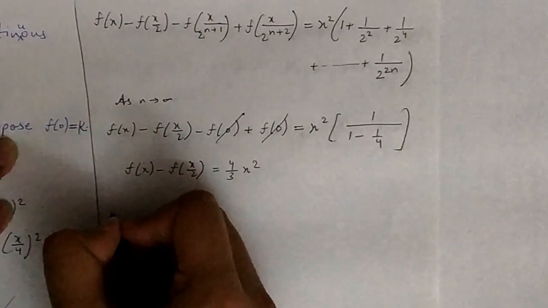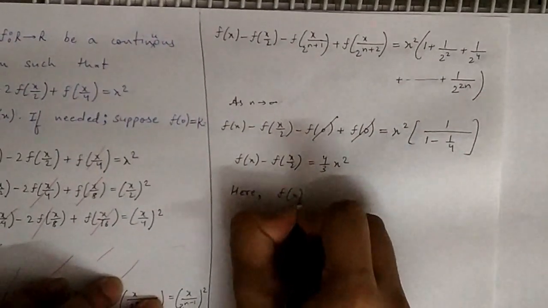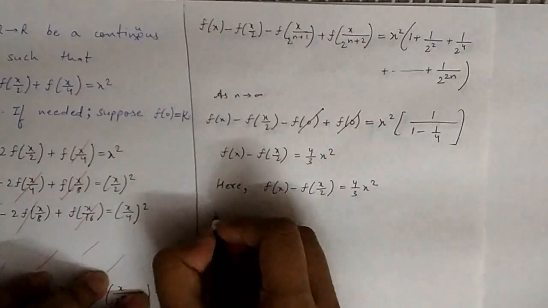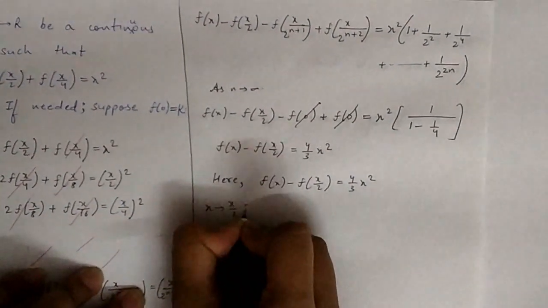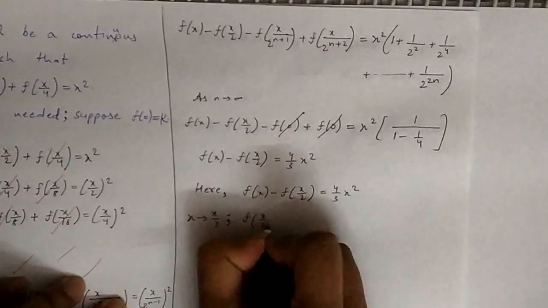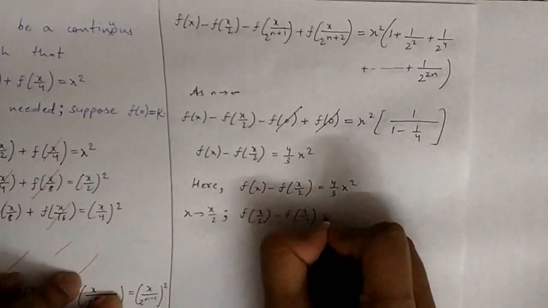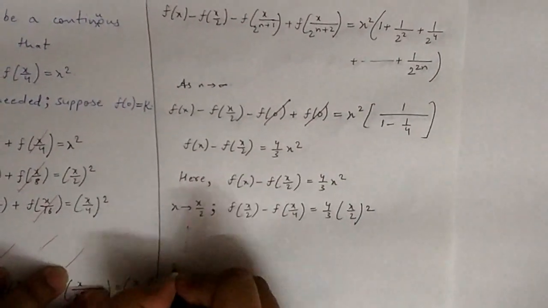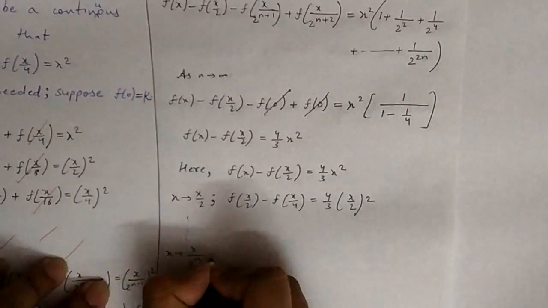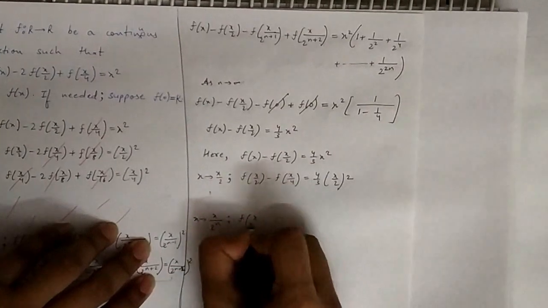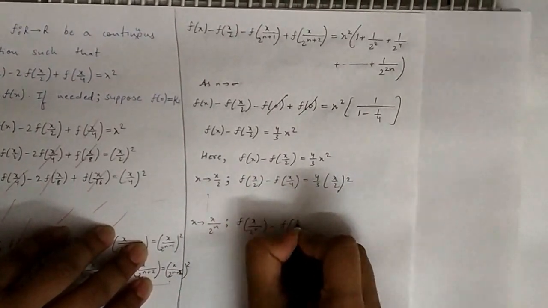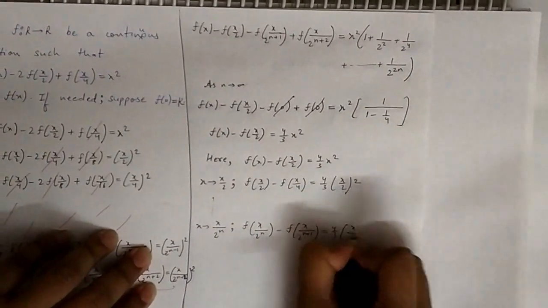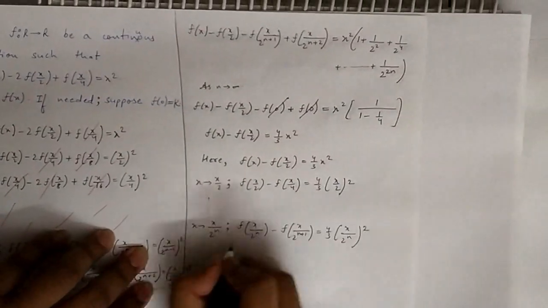Now again we will continue our process and substitute x to x by 2 in our result. So here we get f of x by 2 minus f of x by 4 equals 4 by 3 times x by 2 squared. And again continuing this series to infinity, we get f of x upon 2 to the power n minus f of x upon 2 to the power n plus 1 equals 4 by 3 times x upon 2 to the power n, squared. And again I am going to add up all these series.